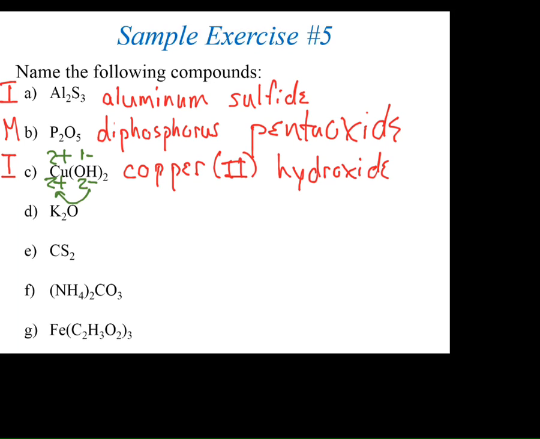You don't use it if the first element is just 1. Only that the second one is 1. So yeah, you wouldn't say monocarbon monoxide. You would just say carbon monoxide. The second one gets the mono, the first one doesn't.